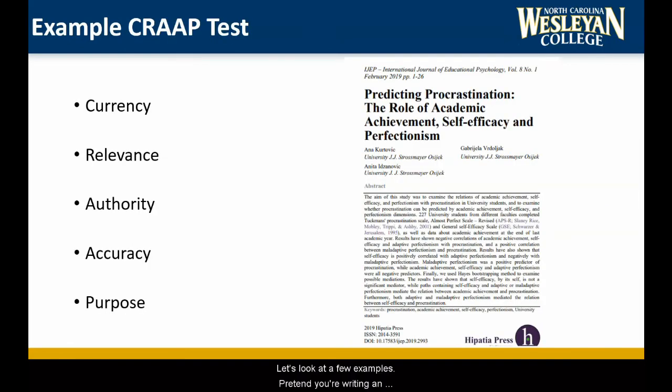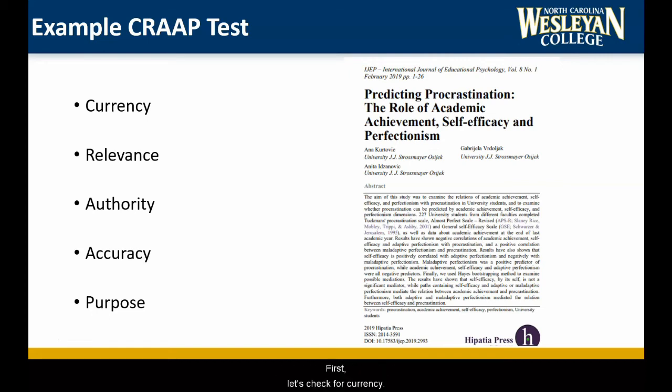Let's look at a few examples. Pretend you're writing an argument on procrastination among college students and you've started looking for sources. You can do a quick CRAP test just by analyzing the first page of the source. Here, you found what appears to be a journal article.